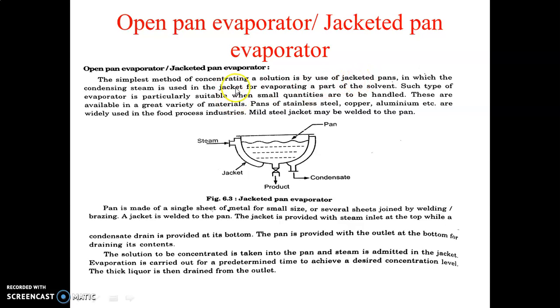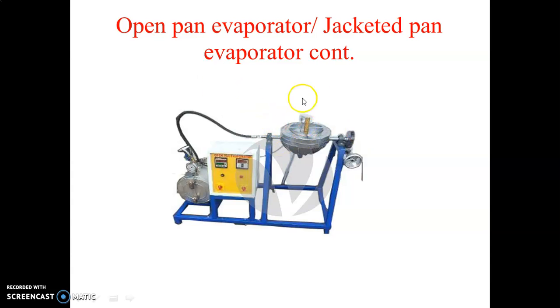So this is the simplest type of evaporator, and it is used for small scale production and food processing. Here I will show the lab model. This is the small pan, and steam is created here by using water, and then the steam passes through this jacket. After you get the desired concentration, you can take out the thick liquor from here. So this is called an open pan or jacketed pan evaporator.